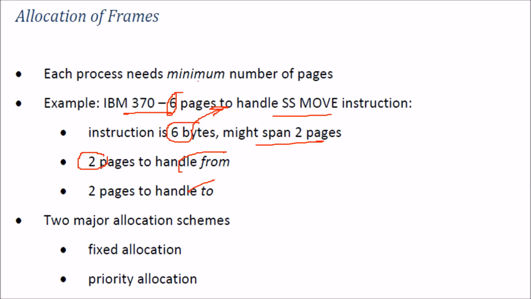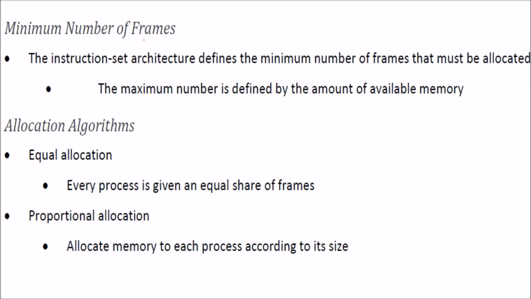So there are major allocation schemes like fixed allocation, priority allocation, and the minimum number of frames. See, the instruction set architecture defines the minimum number of frames that can be allocated, because we need to know how many frames have to be allocated. The maximum number is defined by the amount of available memory. The algorithm for allocation can be equal allocation or proportional allocation. Equal allocation means giving every process equal frames. In proportional allocation, allocate memory to each process according to its size. See what size the process is, and allocate accordingly.